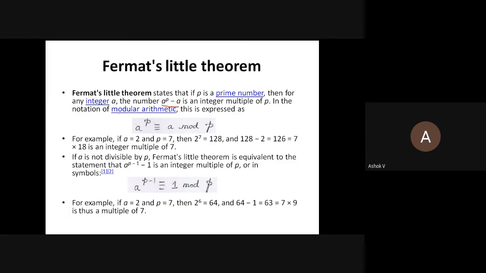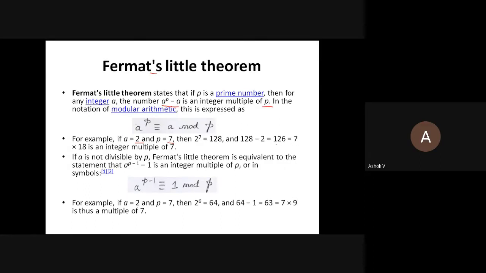What's this statement? For any integer a, the number a^p minus a is an integer multiple of p. For example, we take a as 2 and p as 7. Then 2^7 is 128. So a^p minus a is 128 minus 2, which is 126. And 126 is 7 into 18, so it is a multiple of 7.